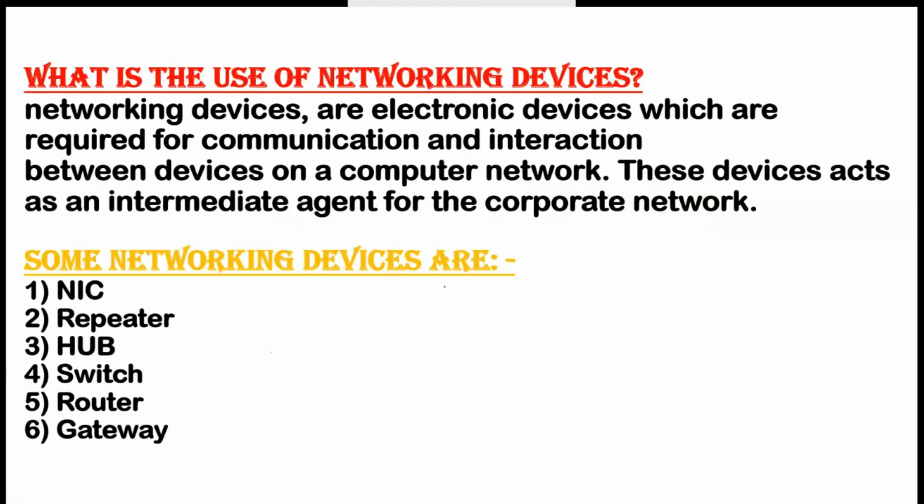Okay, now see the next topic, that is networking devices. The first thing is, what is the use of a networking device? Networking devices are electronic devices which are required for communication and interaction between devices on a computer network. These devices act as an intermediate agent for the corporate network. That means to make the connection between two devices, we need a networking device. Without any networking device, we can't make the connection. We can't create the network.